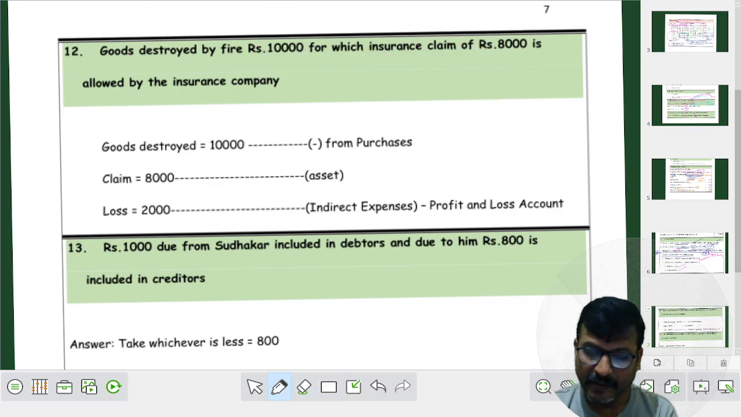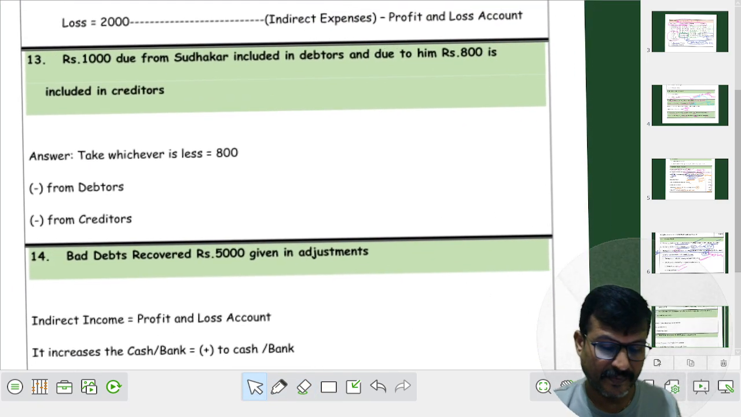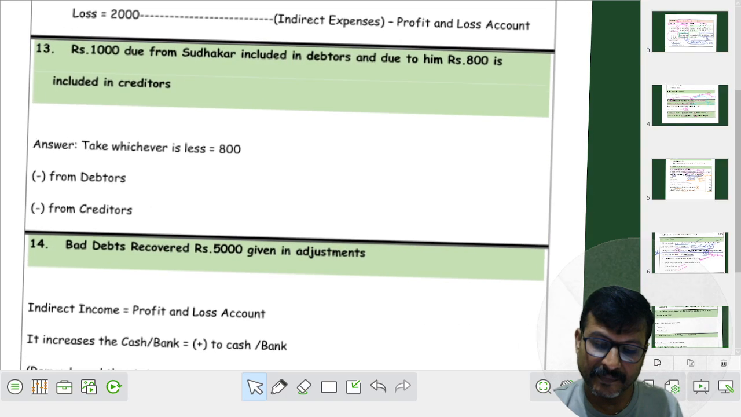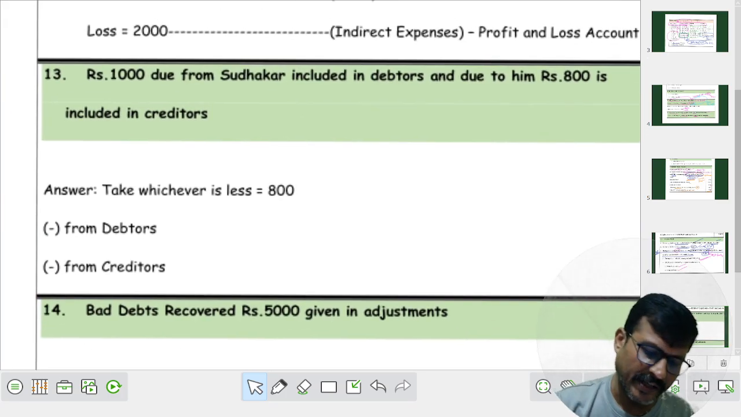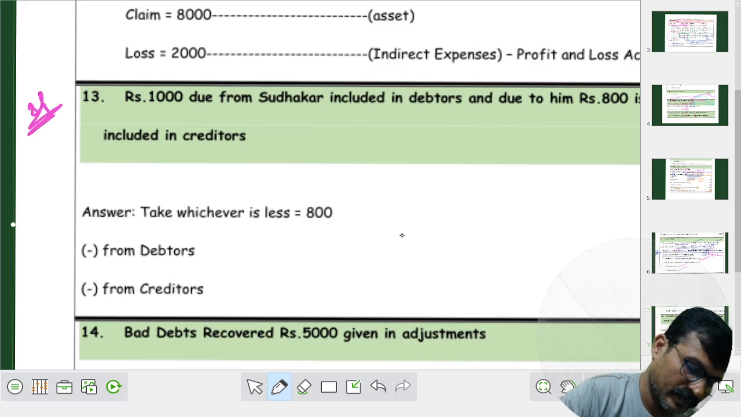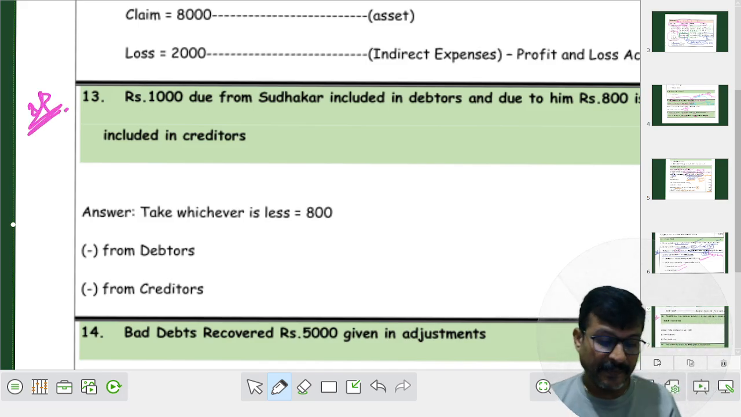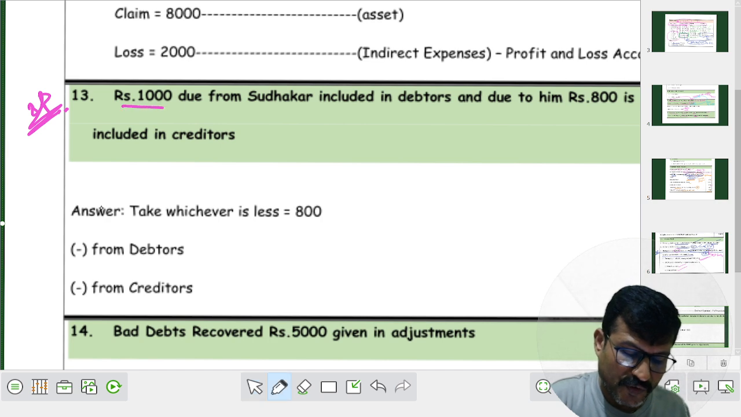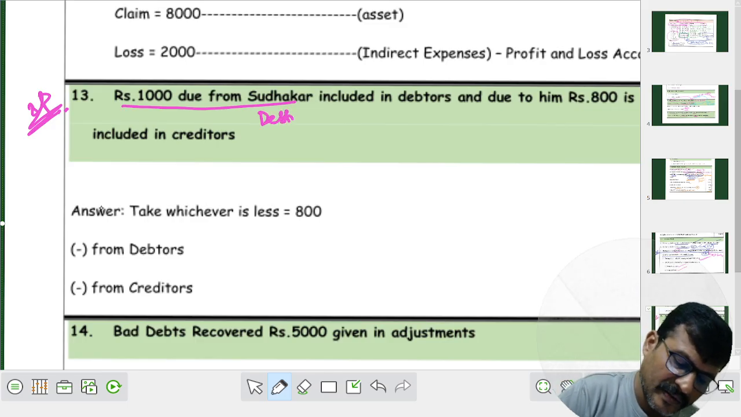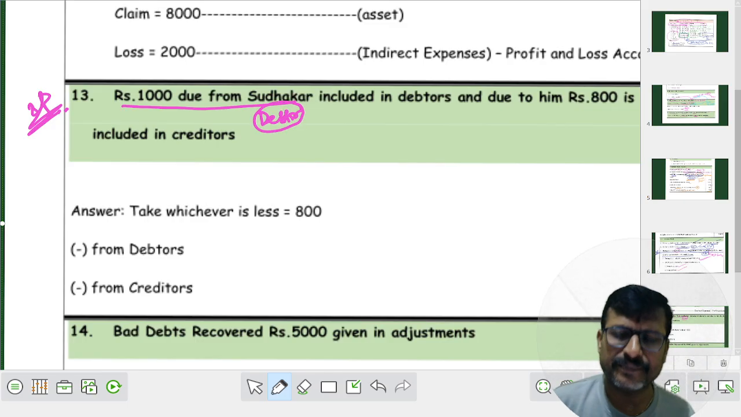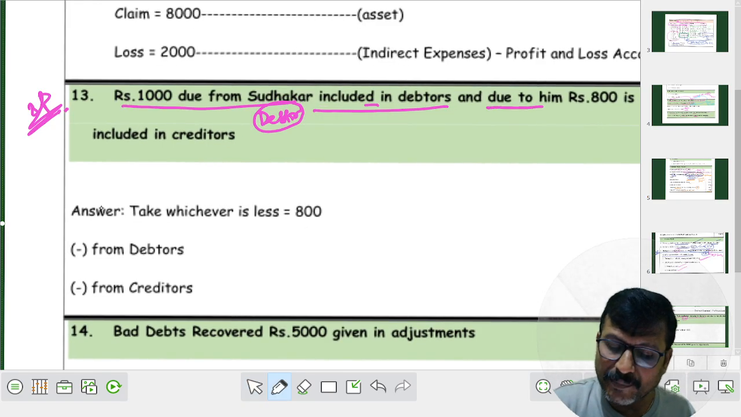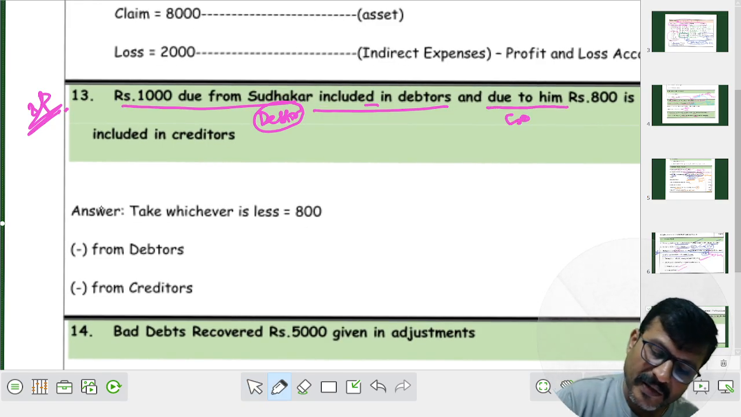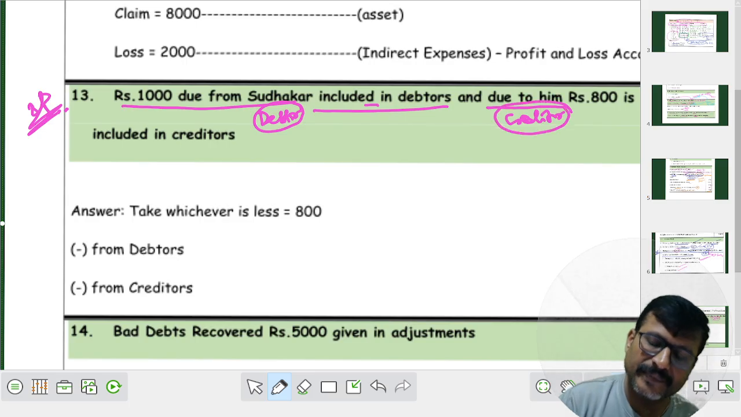Fine. Now let me move on to the next concept. See what happened here. This point was asked 2 to 3 times in your CA foundation exam. See, 1000 rupees due from Sudhakar. 1000 rupees due from Sudhakar means Sudhakar is a debtor, which is included in debtors. Due to him means here Sudhakar is a creditor.